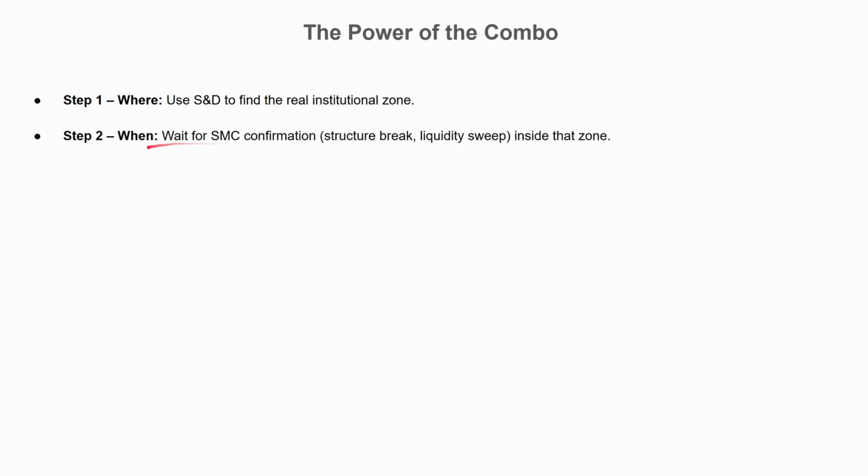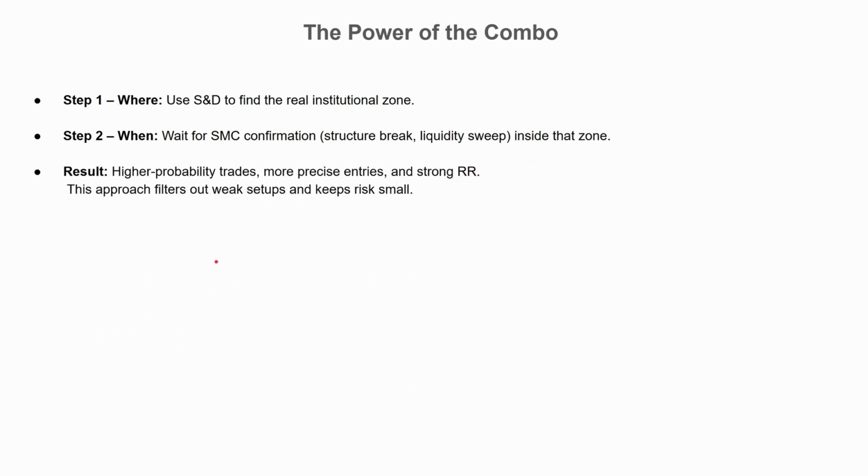Number two, you use SMC to tell you when. Now this is the time you need to pull a trigger. So wait for SMC confirmation, structure break, liquidity sweep inside that zone. This will now give you a trigger. Okay, now the results of these two combinations will give you very high probability trades, more precise entries, and strong risk to reward. This approach filters out weak setups and keeps risk small. Mark this, it will filter out weak setups.